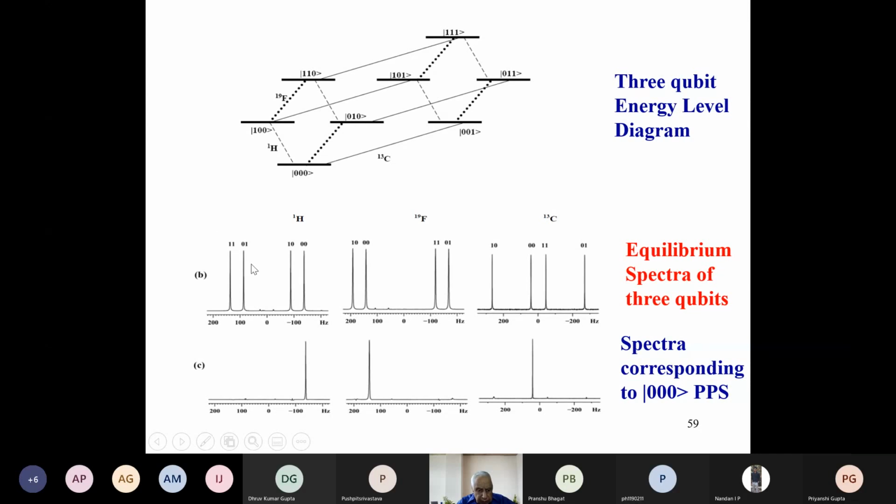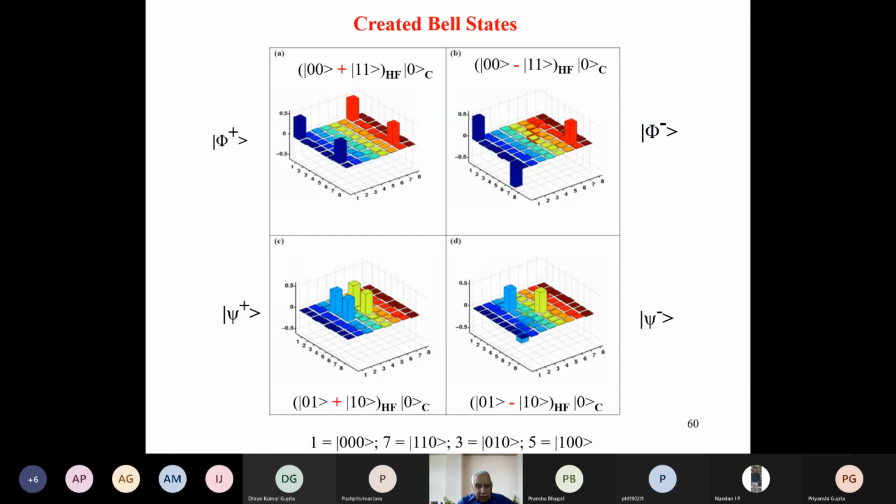Basically, this is the equilibrium spectrum, and this spectrum is an indicator that we have excess population only in this state. All others are equal, because all these transitions are missing in this spectrum. So these are the created Bell states, the tomography of the created Bell states: psi plus, phi minus, psi plus, and psi minus. This shows that we can create the Bell states.